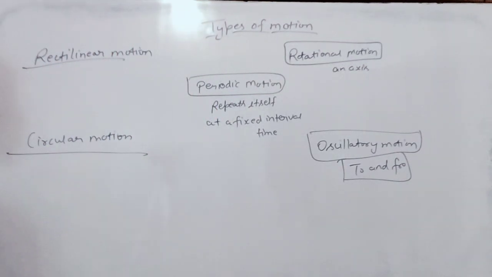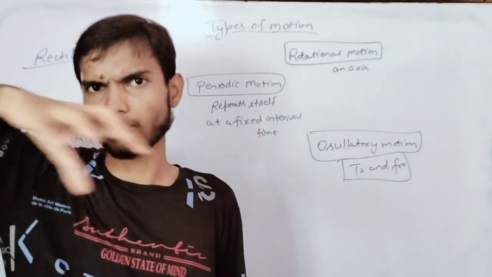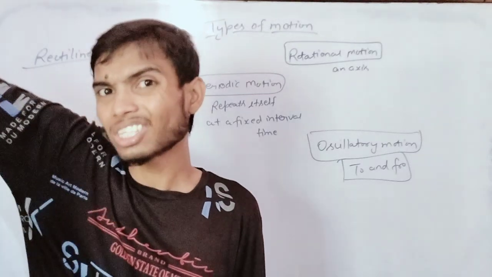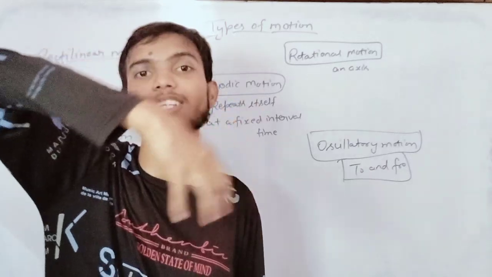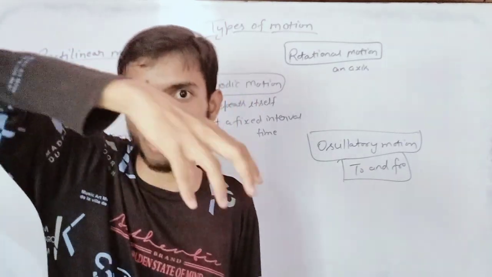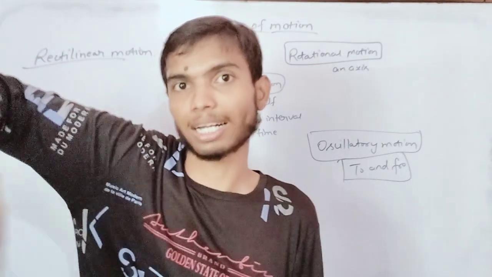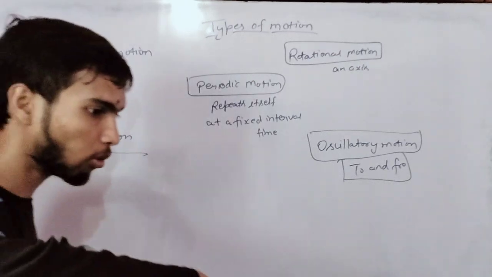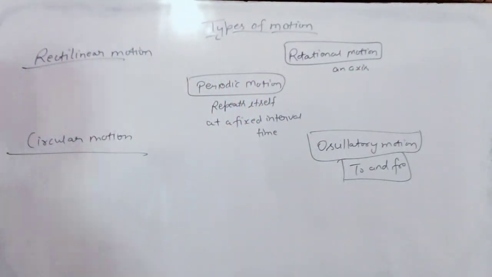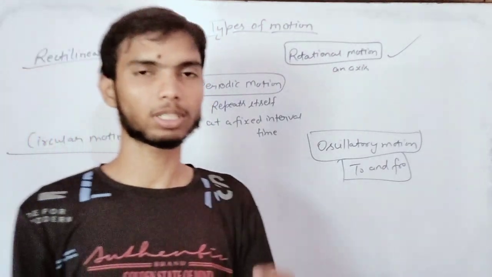Clear? What about circular motion? It clearly states circular, which means the object is moving in a circle shape, on the circumference of the circle. So this motion of the object is circular motion, because it is moving on the circumference of the circle. Always remember this. What about rotational motion? It is also a motion, but what type of motion? It is rotational.